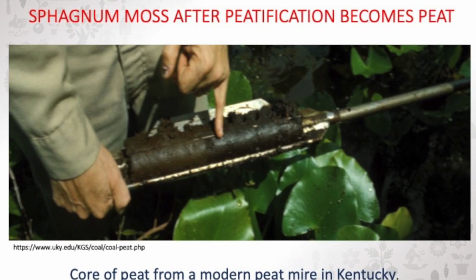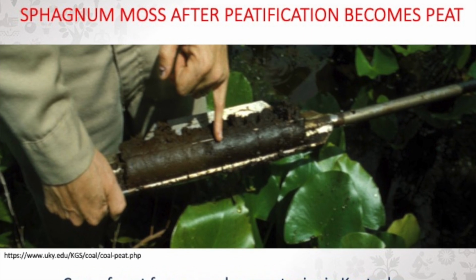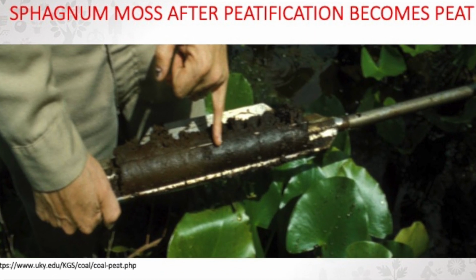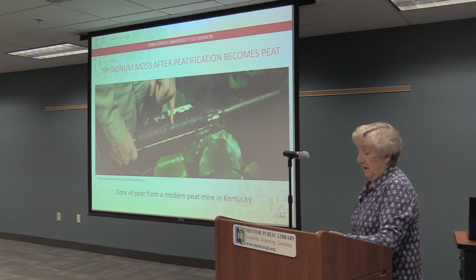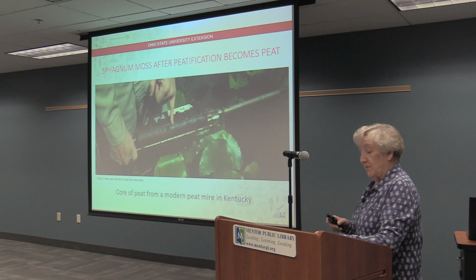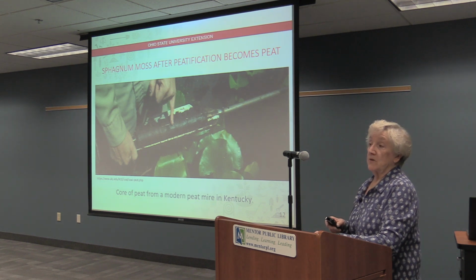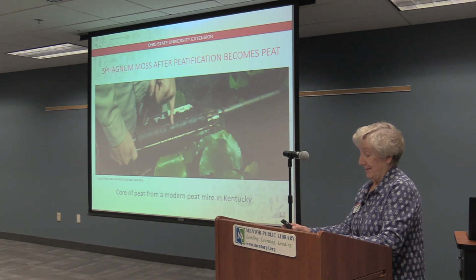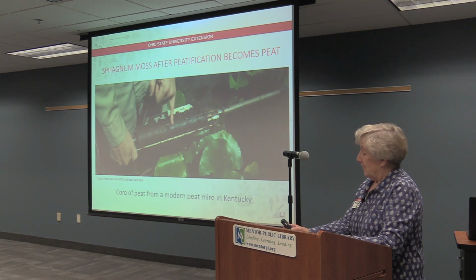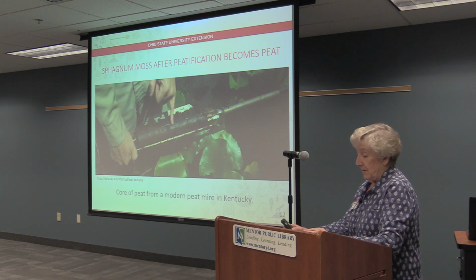This is a core sample of peat taken in a Kentucky bog, which, as you know, Kentucky is a coal-producing state. The formation of peat is actually the first step on the way to the formation of coal, which made perfect sense to me when I became aware of that, but it hadn't dawned on me.